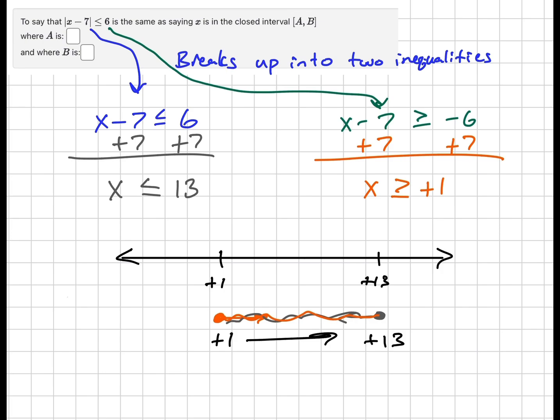And they're included. So that's where the brackets come into play, like we saw before, right? When it's an included value, you use brackets. And that right there is our solution.